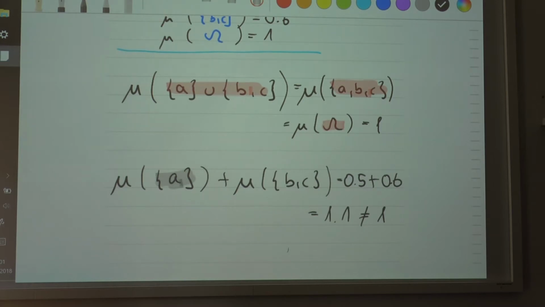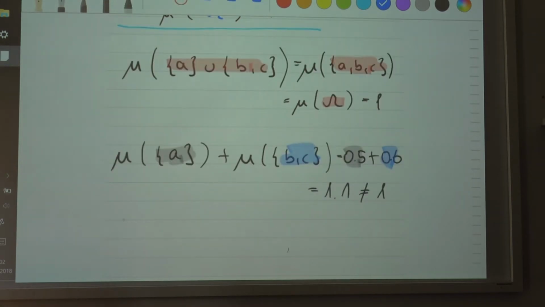So this is what we got here. That's the first one, and here you have the second one. The sum of the two is not equal to the image of the union of the two sets. So then the function u is not sigma additive. It's not additive actually.